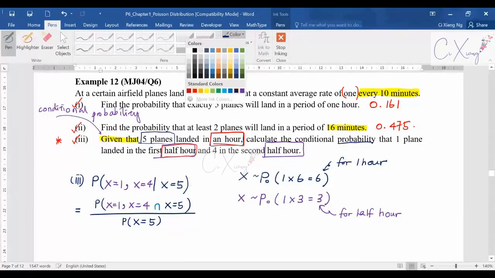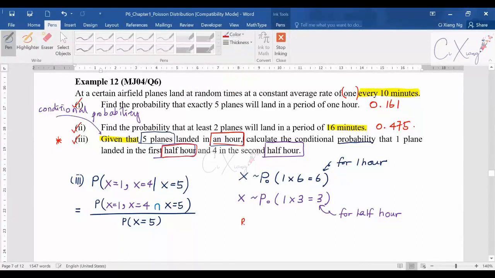Still remember or not? Okay, so what is the formula? Just to recall, what is the formula for conditional probability? For conditional probability, when you have B given A, what is the formula here? The bottom should be the probability of A, right? And then on top we should have A intersect B. Okay, so this is how we write out the formula for conditional probability.